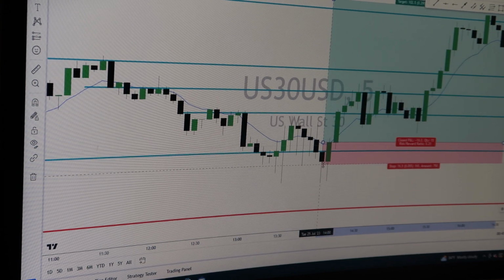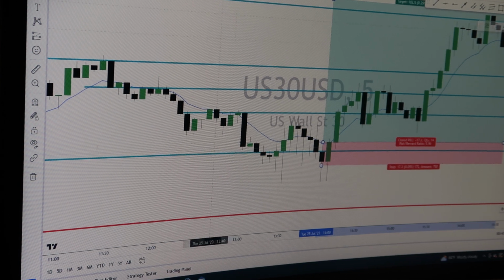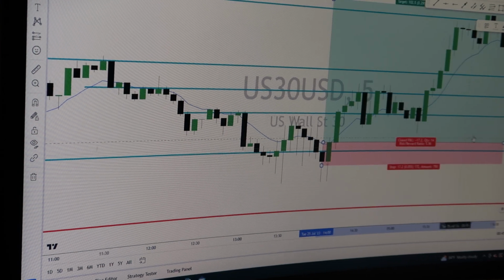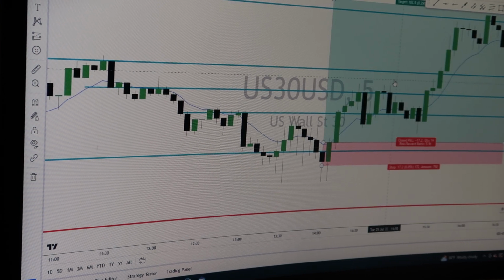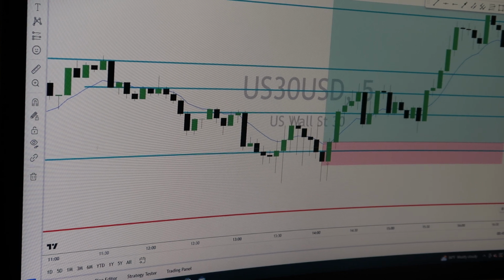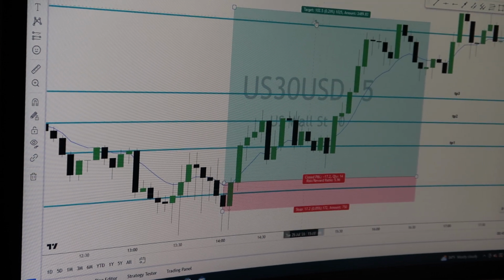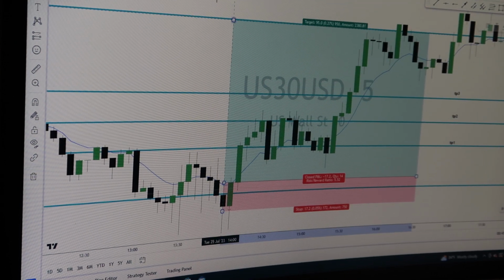Honestly, if I'm not mistaken, I think my stops were a little like 14 pips away, because my stops were on the higher time frame. Anyways, my risk to reward was definitely there. We had like a 4.95 risk to reward on this trade. And yeah, my final target was all the way up here.